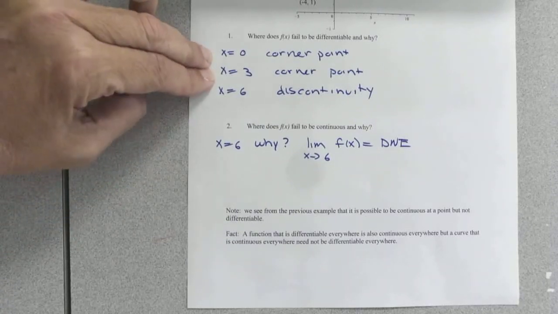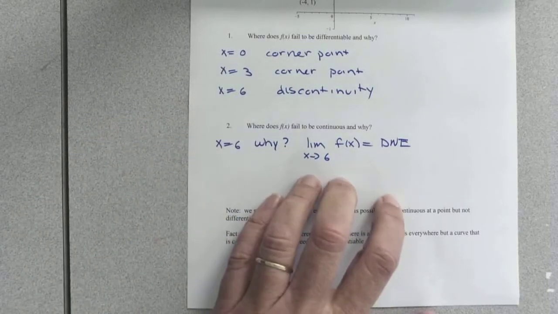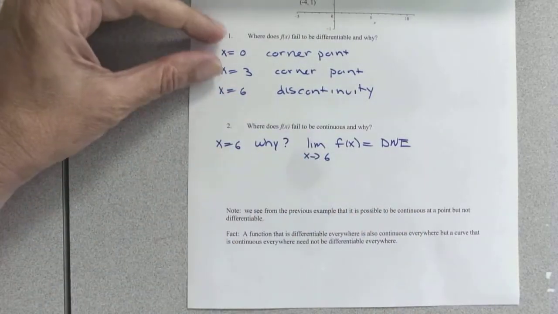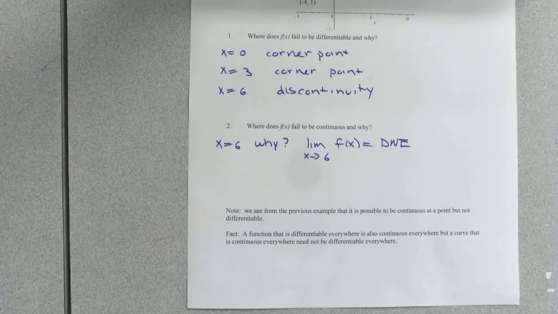That we're continuous at 0 and 3. You know, we don't see 0 and 3 down here, so we're continuous at 0 and 3, but we didn't have a derivative. Not having a derivative is bigger, so to speak. In fact, a function that is differentiable everywhere is also continuous everywhere. But a curve that is continuous everywhere need not be differentiable everywhere. Because a continuous curve can have vertical tangents. A continuous curve can have corner points and cusps. If a curve has a corner point or cusp, it may be continuous, but it won't be differentiable at that corner point or cusp.